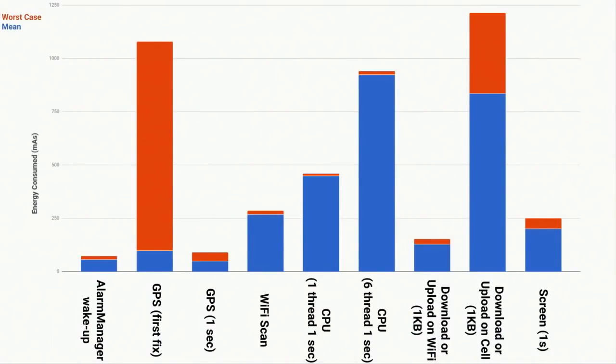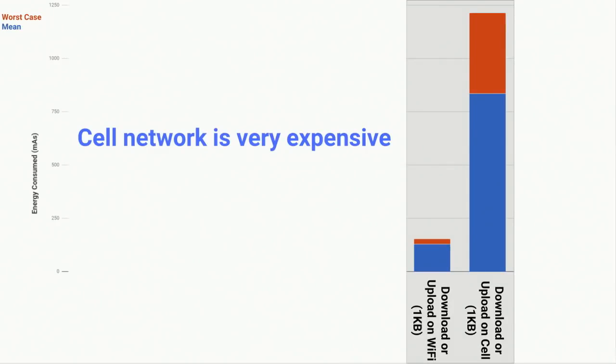There's a lot going on here, so let me highlight the most important ones. Well, first, using the cell network is extremely expensive. This is why the location stack has been heavily optimized to cache data locally whenever possible and try to avoid going to the network by computing things locally.